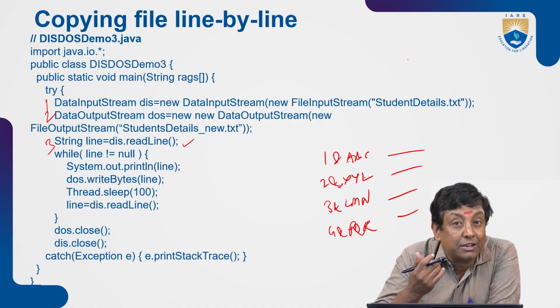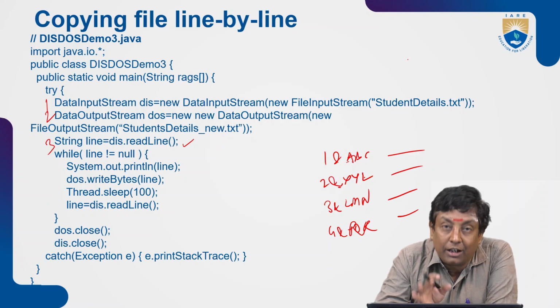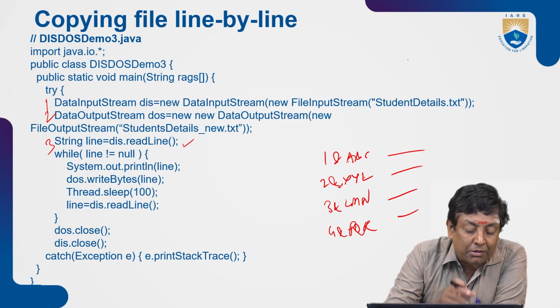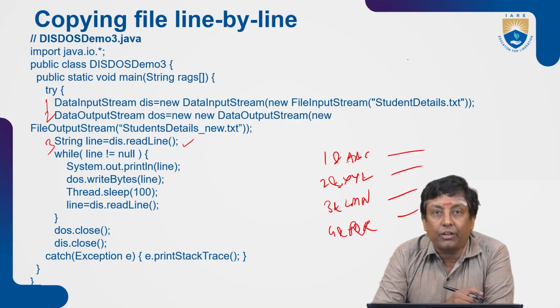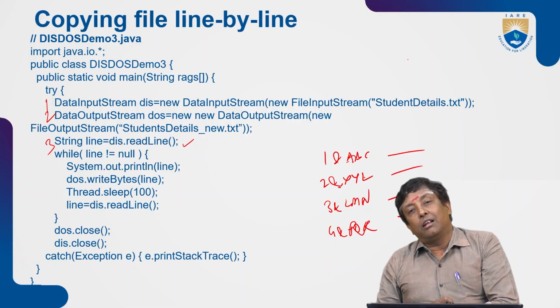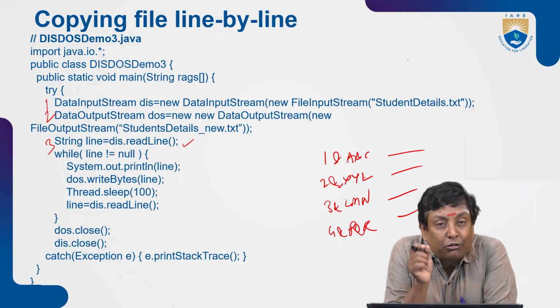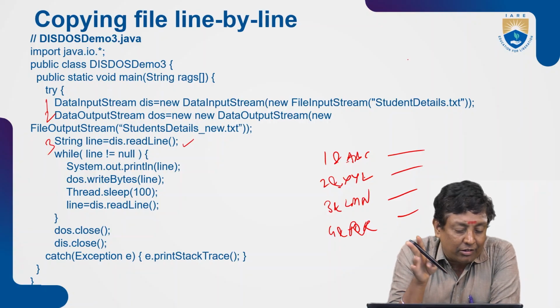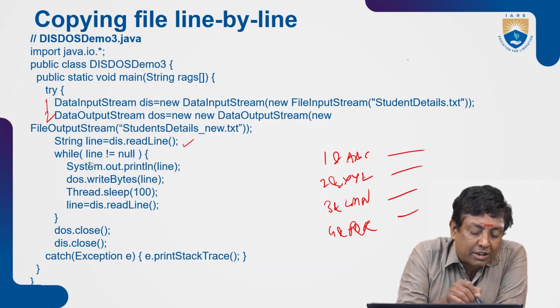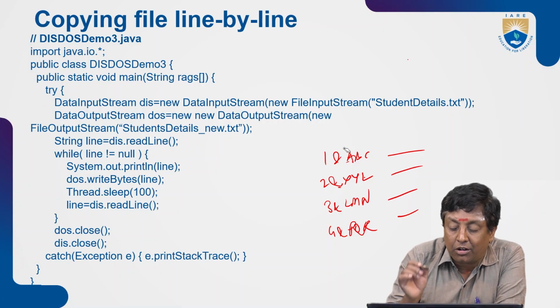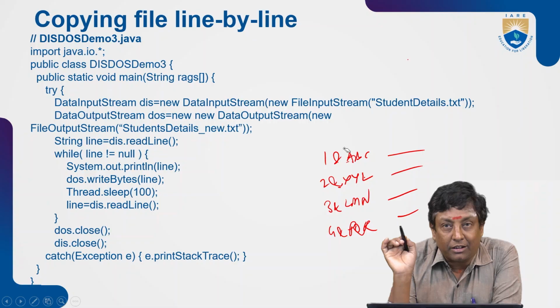Suppose the file is blank, there is no content in the file. During the first read itself, the readLine method will return null. If there is nothing to read from the file, the DataInputStream readLine method will return null clearly. If there is something to read from the file, then that content will be returned to the string. So here we are checking the condition: if line is not equal to null, it means there is something in the file.